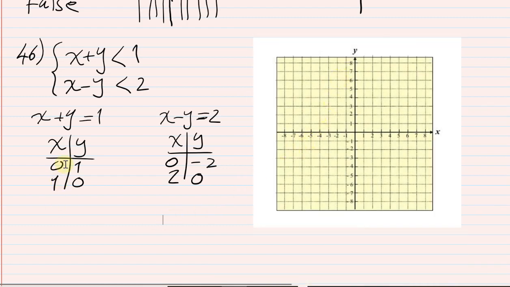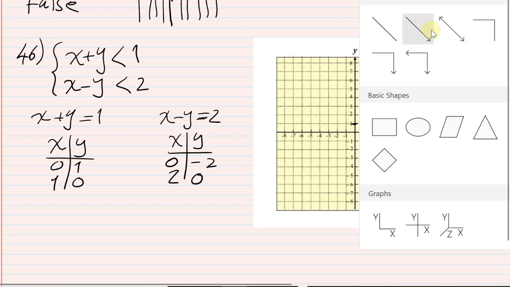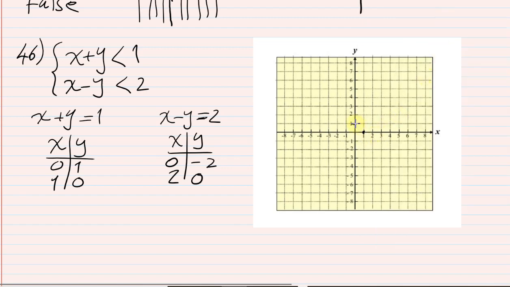So the first one is 0, 1. That point is the y-intercept. And 1, 0 is this one. So let me again get my shapes out and graph this line. That's going to be this one and this one. Now let me extend it in this direction and extend it in the other direction. There you go. So that is the line.